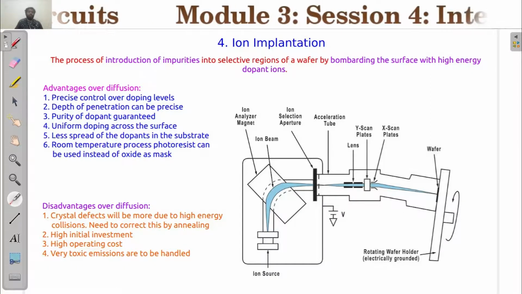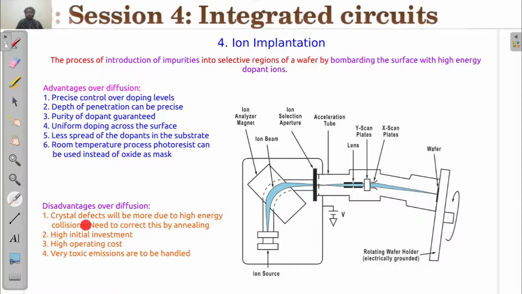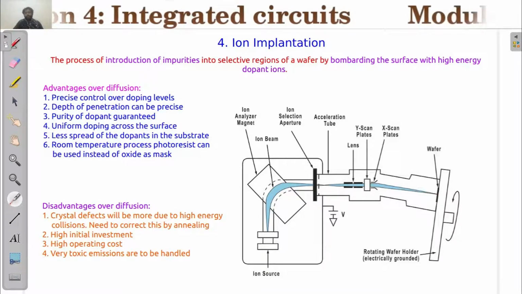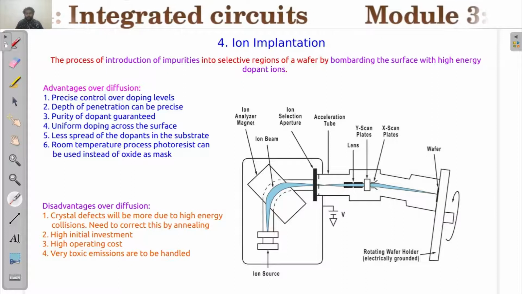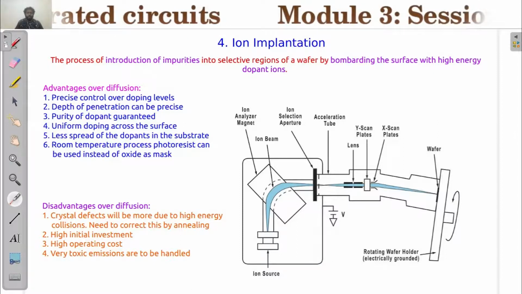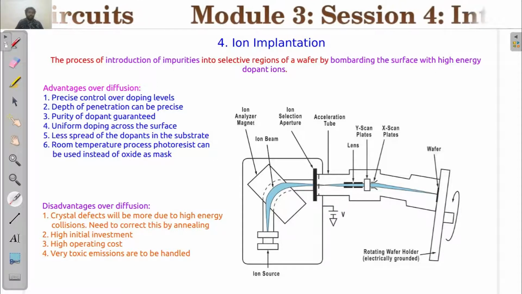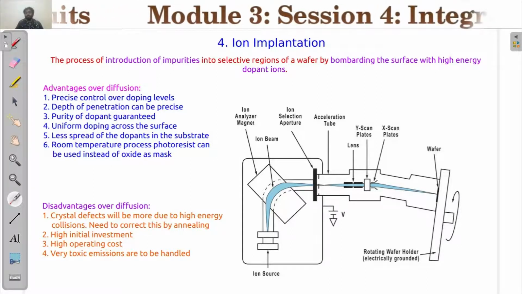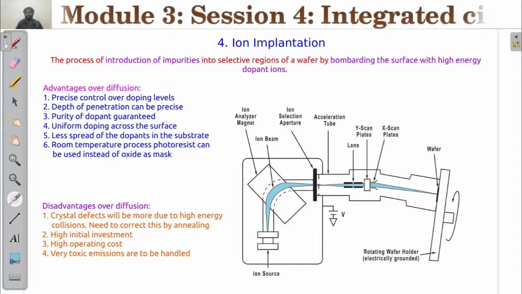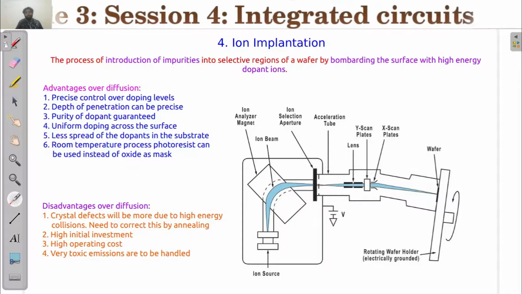The disadvantages of ion implantation over diffusion are that crystal defects will be more due to high energy collisions. There can be a small amount of etching or some unwanted side reactions also. These crystal defects are to be addressed, and usually it is corrected by a process called annealing. The second one is high initial investment, due to the precision and other issues. The operating cost is also high, and very toxic emissions are to be handled.